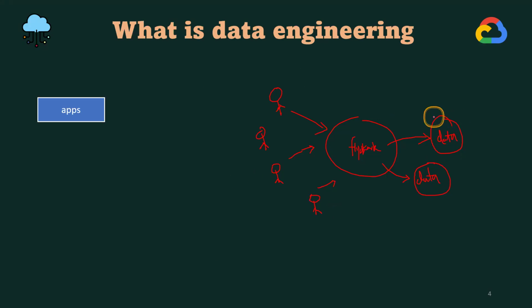Right? So this is the data I'm talking about. You may be getting data that is coming from some application. Similarly, you may have data that is coming from some file formats, isn't it?